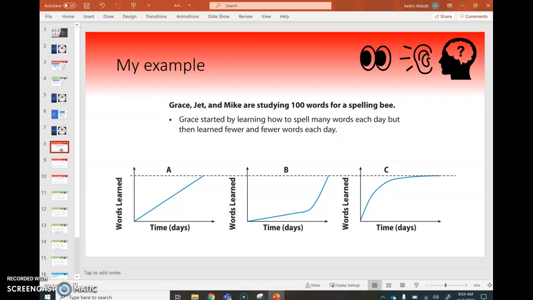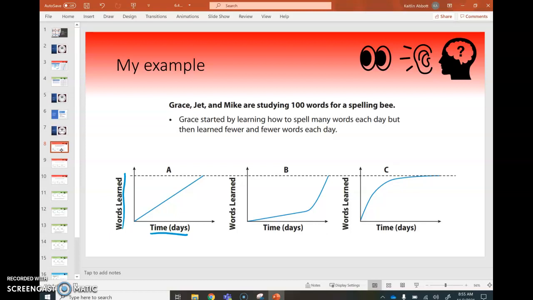So our job today is we're going to have descriptions, and we have to figure out which graph looks like the description they just told us. So let's read that again. It says Grace started by learning how to spell many words each day, but then learned fewer and fewer words each day. So on the y-axis we have words learned, and then we have time.